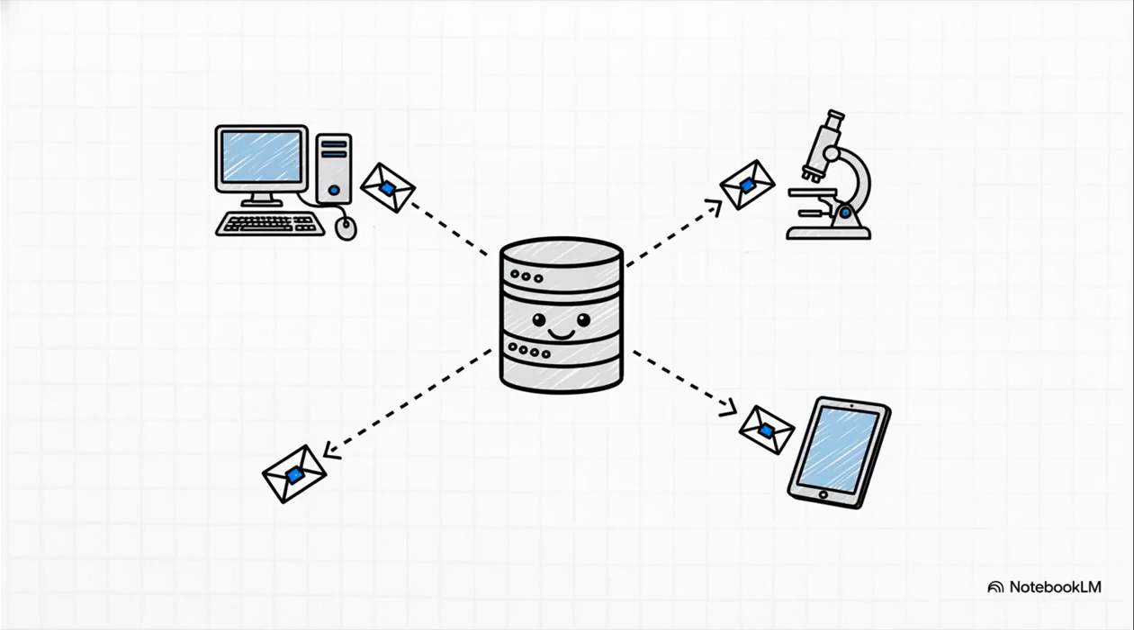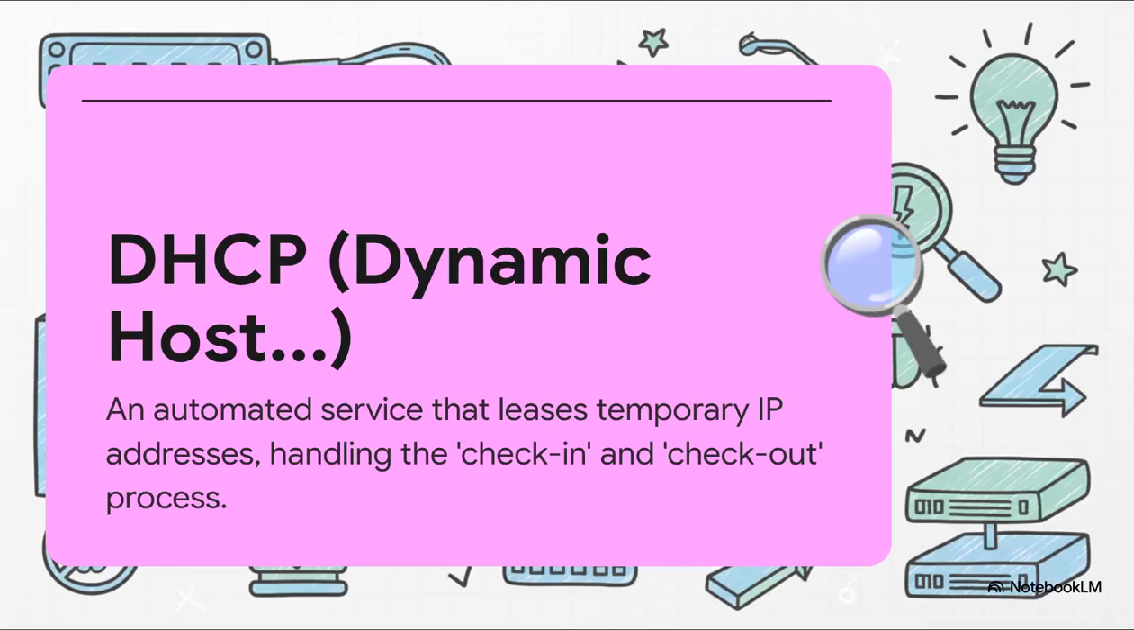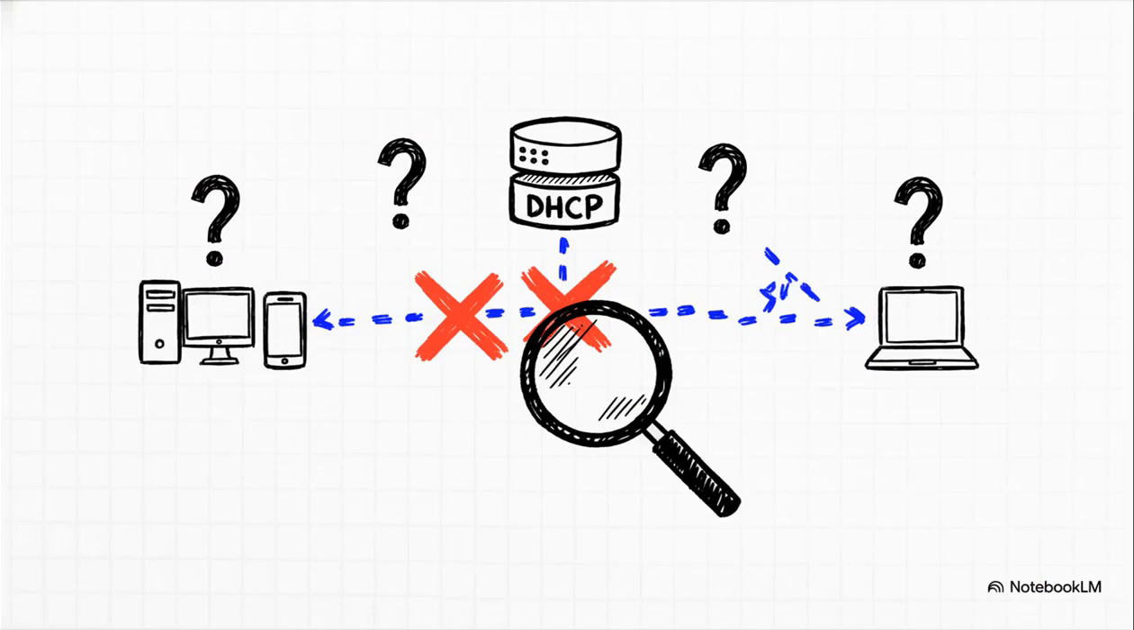So where do these temporary IP addresses even come from? Well, they're usually leased out automatically. And that's where DHCP comes in. It's like a concierge that assigns temporary IPs to new devices. But what if that process breaks?